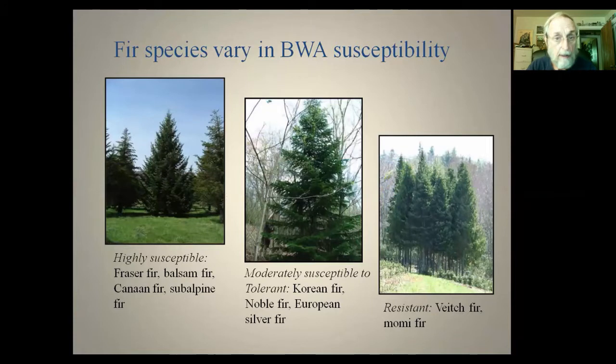Now there are fir species in the world that have some degree of resistance to it, or are at least tolerant of it. Most susceptible trees are Fraser fir and subalpine fir, and also balsam fir and Canadian fir. Moderately resistant are Korean fir, noble fir, European silver fir. And then resistant fir include Veitch fir and momi fir.